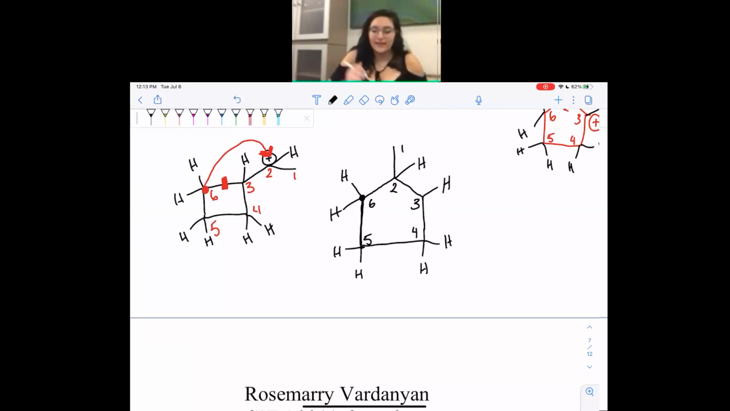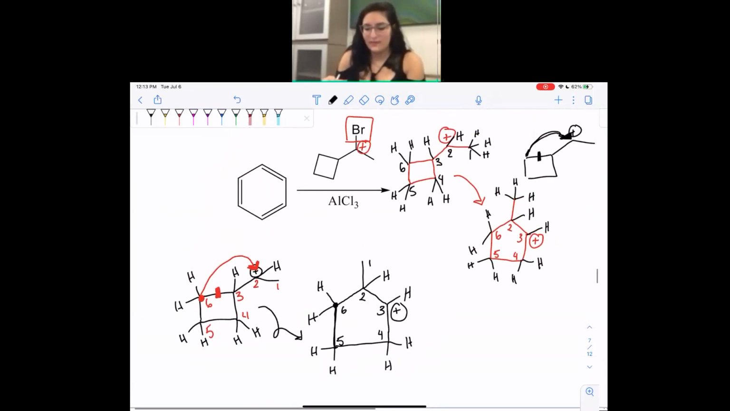Now that we've filled in all of the hydrogens, we go through and see which of these carbons don't have 4 bonds. So we have 1, 2, 3, 4. That one's good. 1, 2, 3, 4. That one's good. 1, 2, 3, 4. 1, 2, 3, 4. But then this guy has a plus charge. Bam. Okay, so hopefully that's a little bit better.